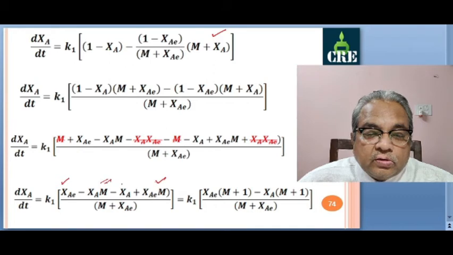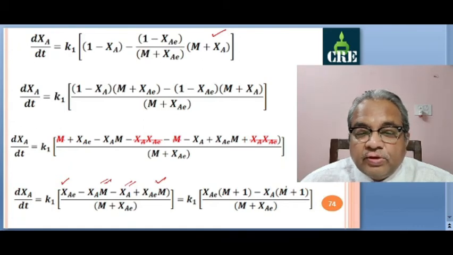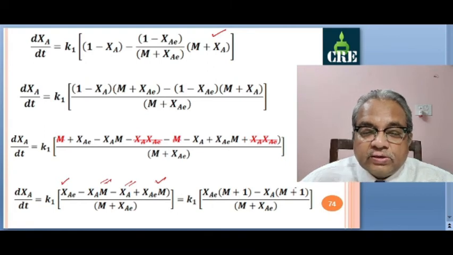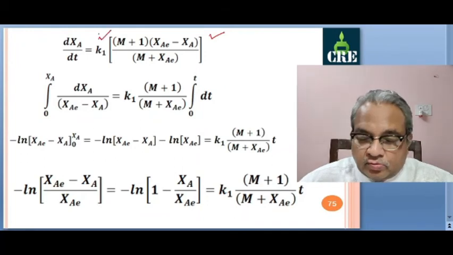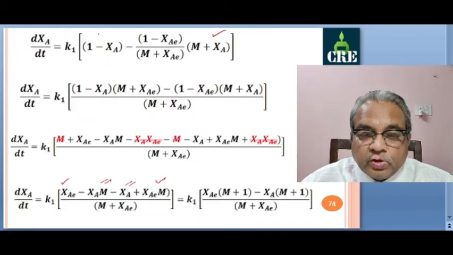If you consider these two terms, XA you can take out, minus XA, and you are left with M plus 1. And this can be written as M plus 1 into XAE minus XA. In the denominator we have M plus XAE, and outside this bracket we have K1.